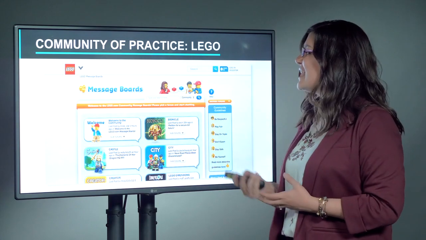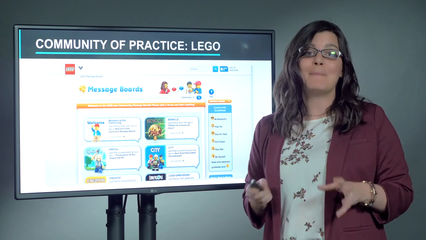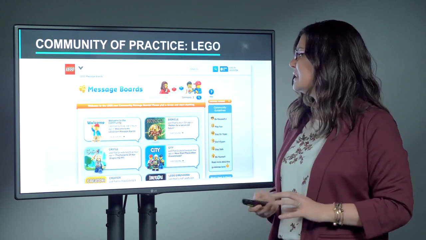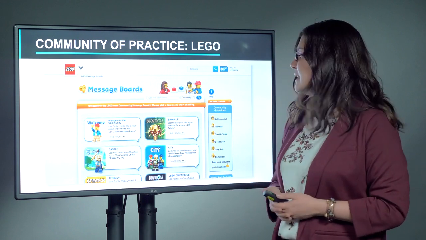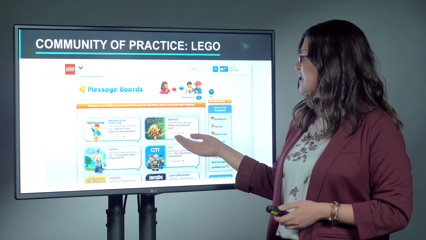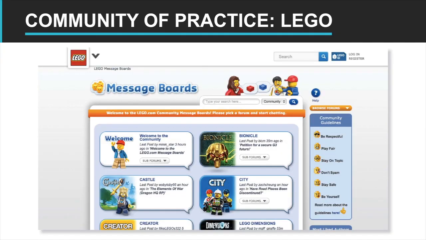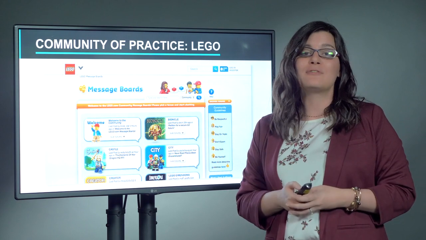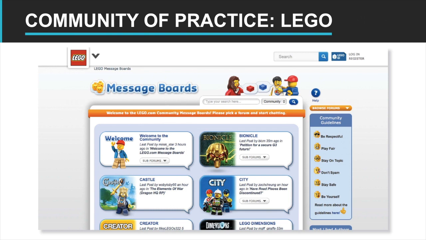The first is Lego. Lego has done a wonderful, wonderful job of tapping into their community, and they do it through spaces like this. These are the message boards for Lego. They have people who are passionate about Bionicle. I don't really know what that is. They have people who want to talk about Lego castles. They have people who want to talk about building cities with Lego. So they can niche down to different avatars with their message boards. But it's all people who share a passion for a hobby, which is building with Lego.